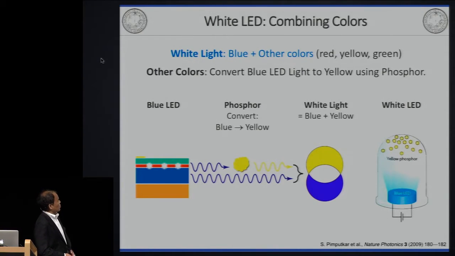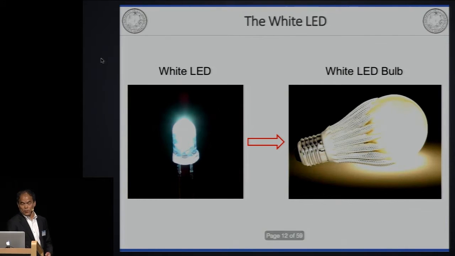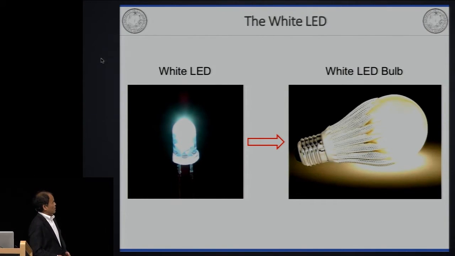So how do we make a real white LED? We use a blue LED and also phosphor. The phosphor changes the blue color to yellow, and by mixing yellow and blue, you can get white. This is the most popular technique. Also, we can add a red phosphor. So how to make a white LED bulb lamp? After making white LED, by putting a lot of white LED chips together, you can make a white bulb lamp or fluorescent lamp, all kinds of lamps.